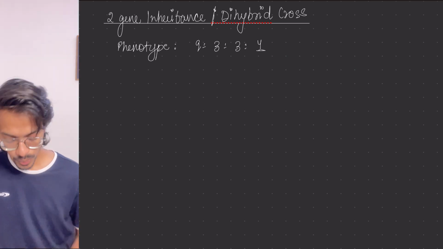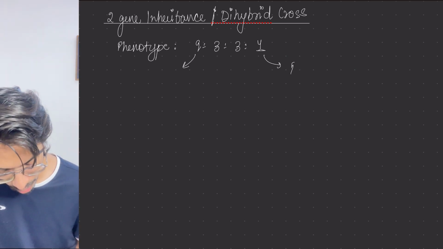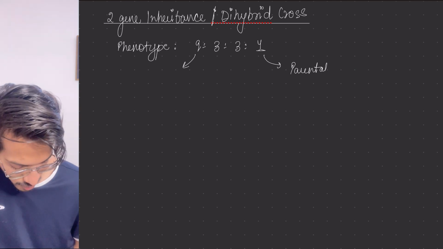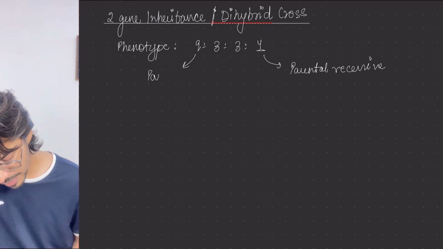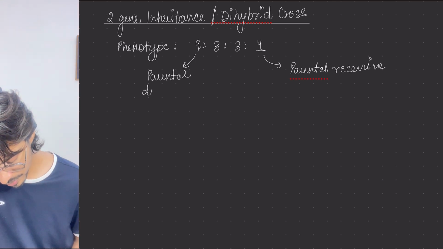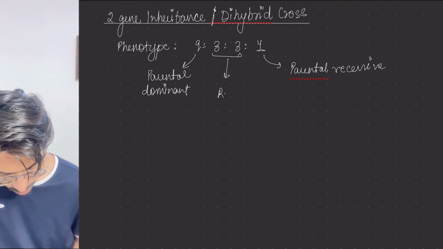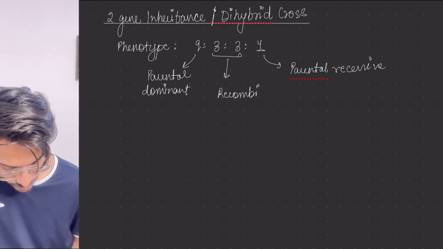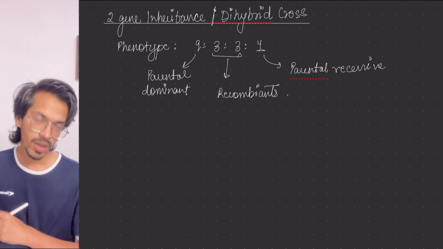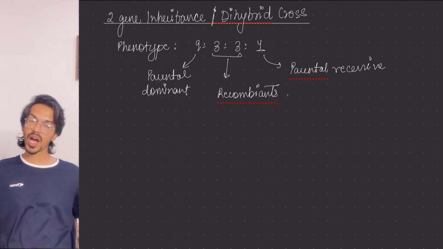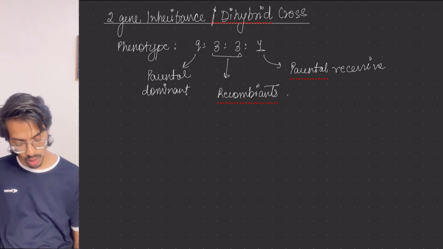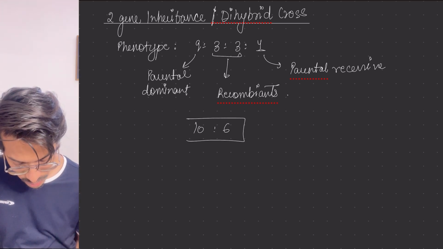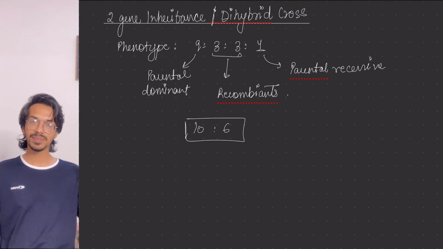9:3:3:1, where this 9 and this 1 are the parental combinations. So this is parental recessive, this is parental dominant. And these are the recombinants. This thing you have to remember: if they ask you to write this phenotype in terms of parental and recombinants, then 10:6 would be the answer.